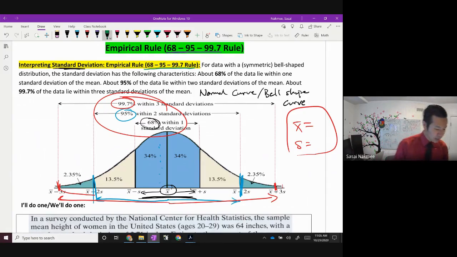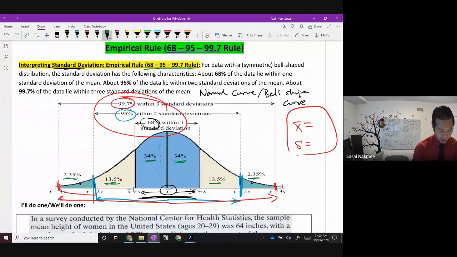If you look on here, your previous teachers might have asked you to memorize the values in between them. So you might see this 34%, this 13.5%, and this 2.35%. I'm not going to have you memorize these values. In fact, you might just want to put that table somewhere nearby as a cheat sheet. I don't think you need to memorize them, but it is the same rule.